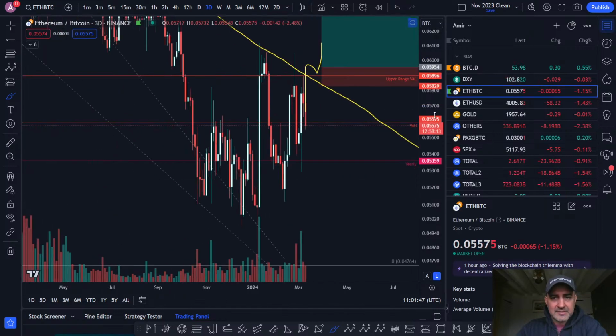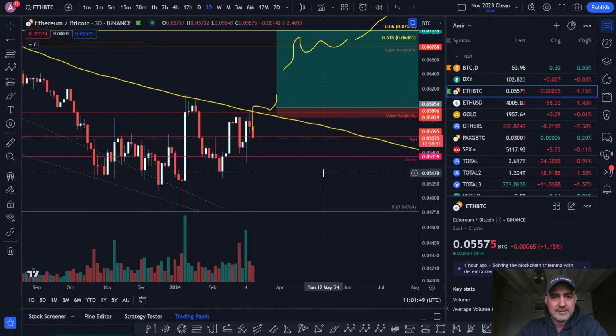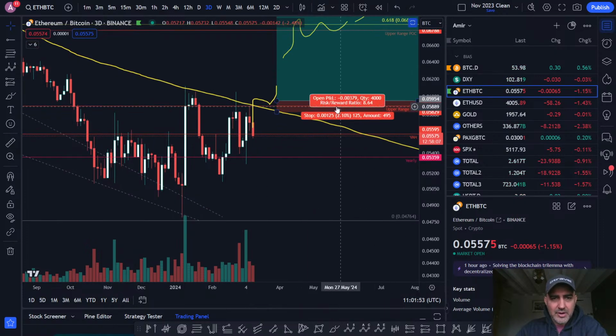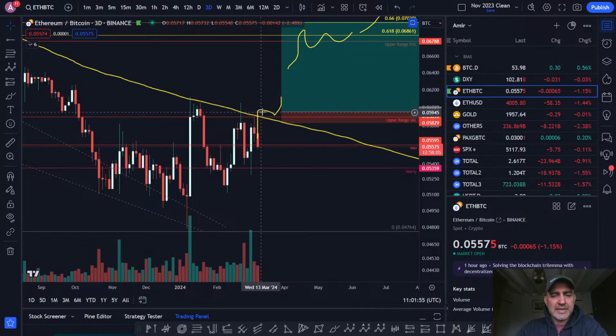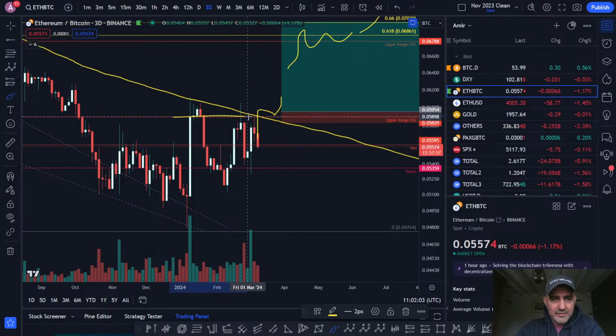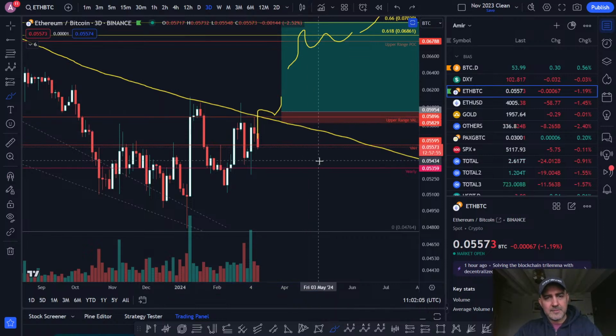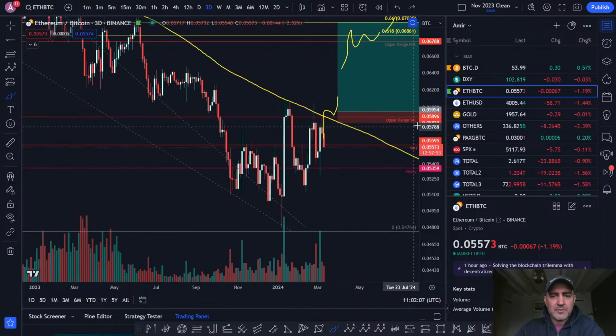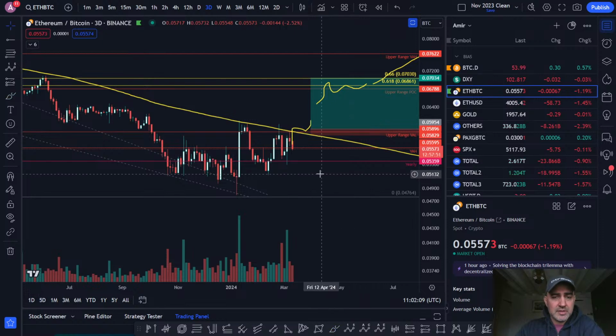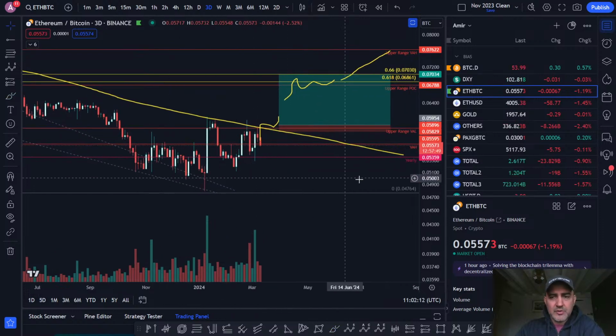ETH BTC is just still ranging, and it still hasn't come above that value area low of the upper range. That's what we're going to need for alt season. For alt season to begin, I think we need this ETH BTC to get above this level here and to hold it as support. And so we're not there at the moment. We're still in this kind of lower range.